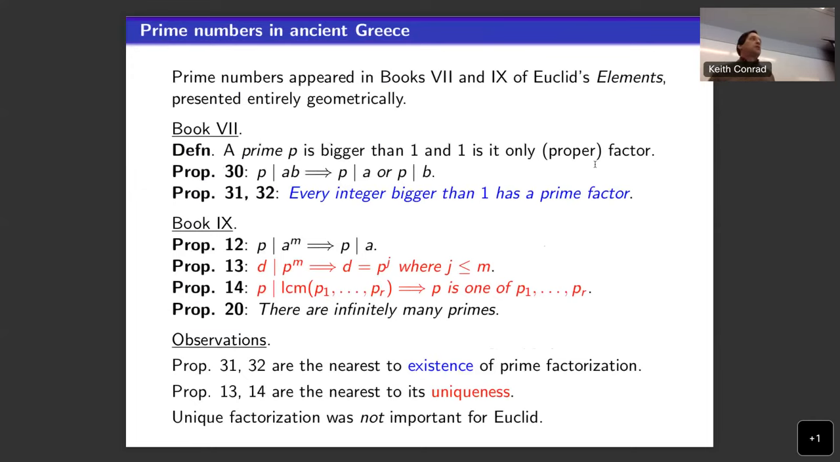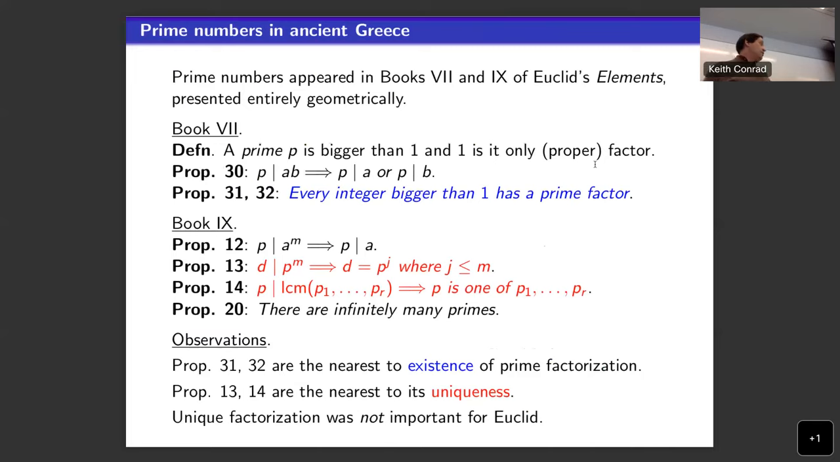You open up Euclid's Elements. Of course, it's most famous for being about geometry, lots of results in plane geometry, but two parts of Euclid's Elements are concerned with factoring and prime numbers. Euclid defines a prime in the usual way, a number bigger than one with no proper factor other than one. And then he proves a bunch of results about primes. If a prime divides a product, it divides one of the parts. Every integer above one has a prime factor. And then other properties, all geometrically described, but if you reinterpret them algebraically: a prime going into a power goes into the base, a divisor of a prime power must be a power of that prime, and if a prime goes into the least common multiple of a whole bunch of primes, it must be one of those primes.